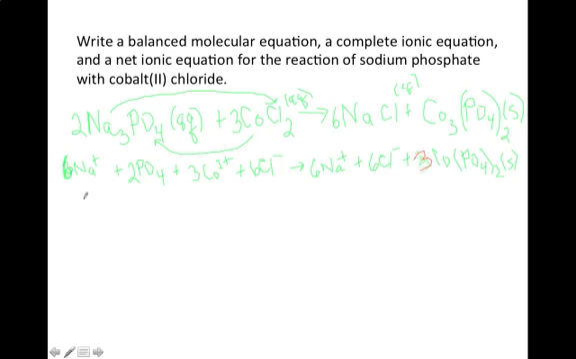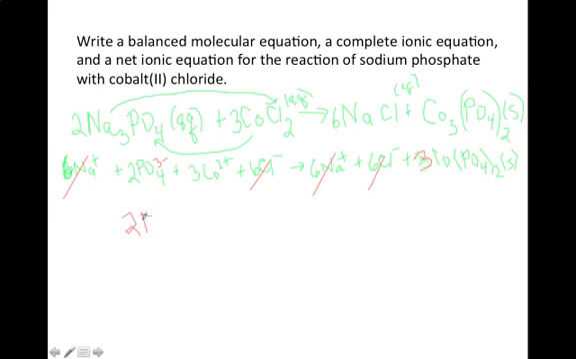Look at the problem. We've got 6 sodiums here. We've got 6 sodiums there. So those will cancel. We got 2 phosphates. I forgot it's charged, 3 minus. Okay, those do not cancel because they occur in a solid compound over here. 3 cobalts. Those do not cancel because they occur in a solid compound over here. 6 chlorides. Those do cancel. So now we just bring down and write what didn't cancel.